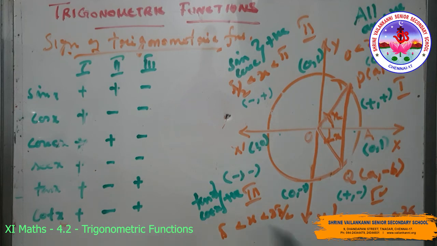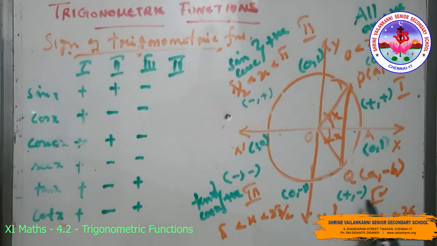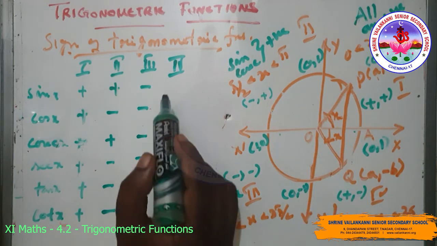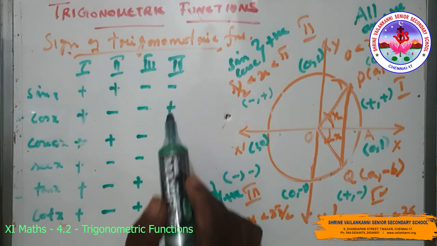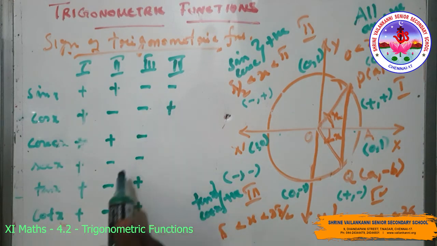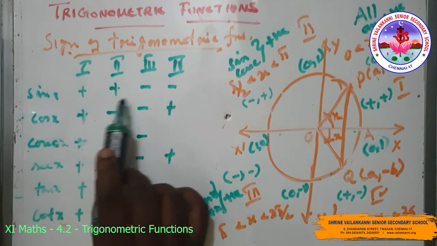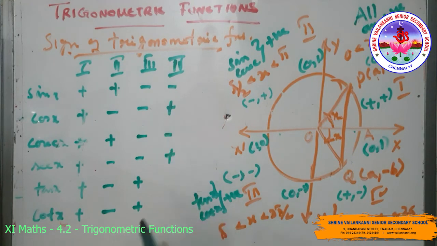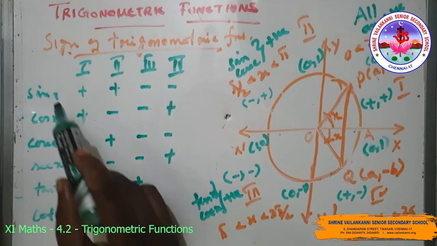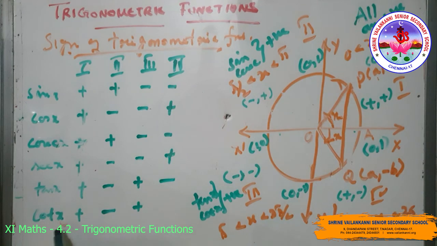Next, the fourth quadrant. In the fourth quadrant, cos x is positive and sin x is negative. If cos x is positive, then secant x is positive. If sin x is negative, then cosecant x is negative. Then tan x is sin by cos, which is negative, and cot x is also negative. Here in the fourth quadrant, cos x and secant x are positive. The other trigonometric functions are negative.